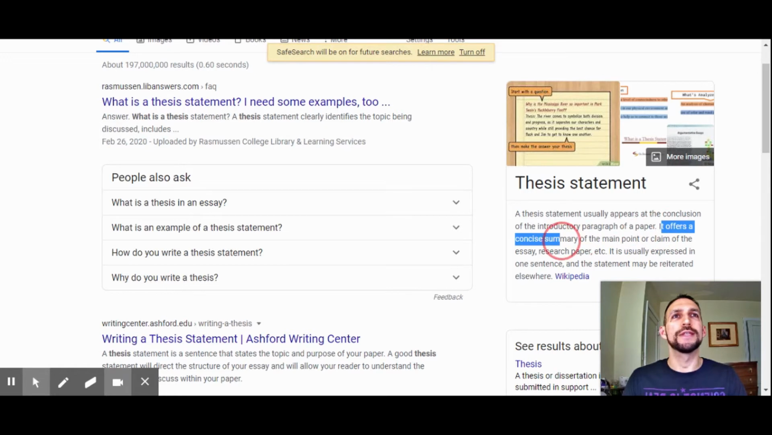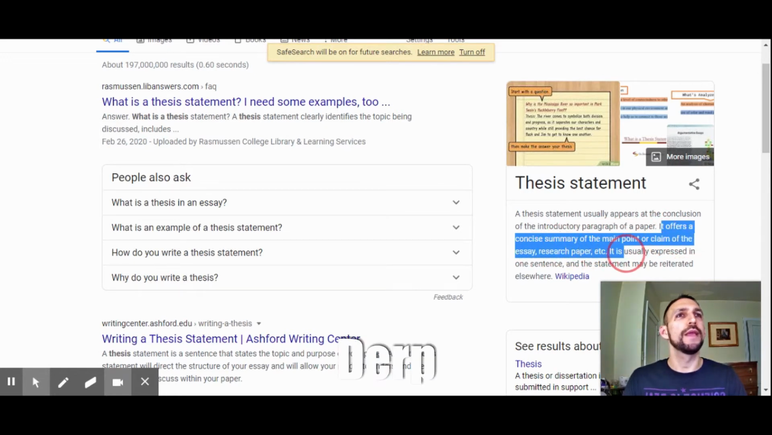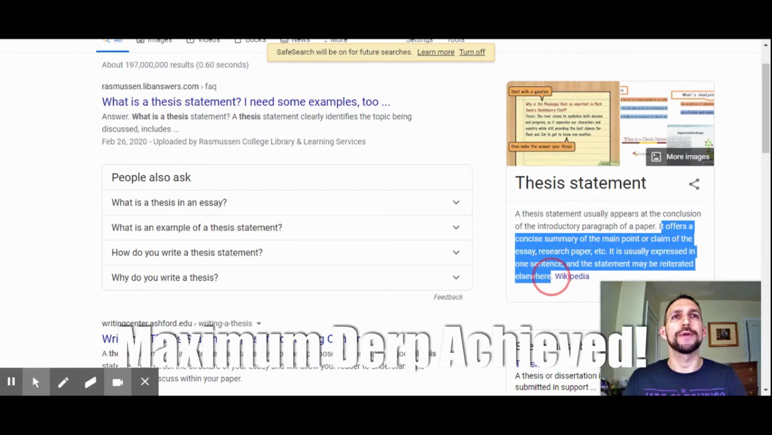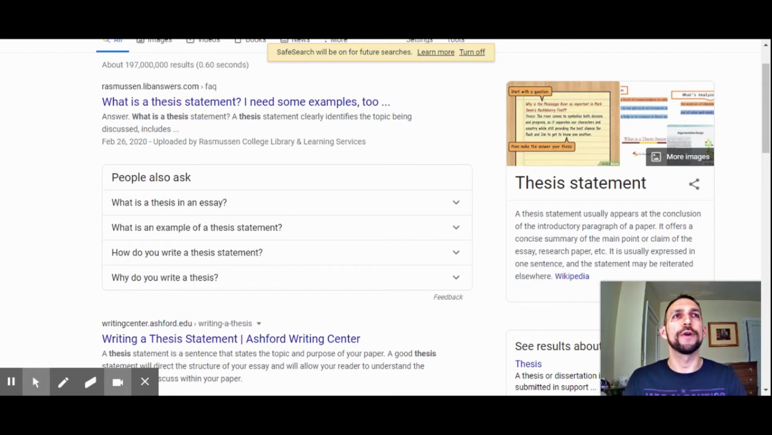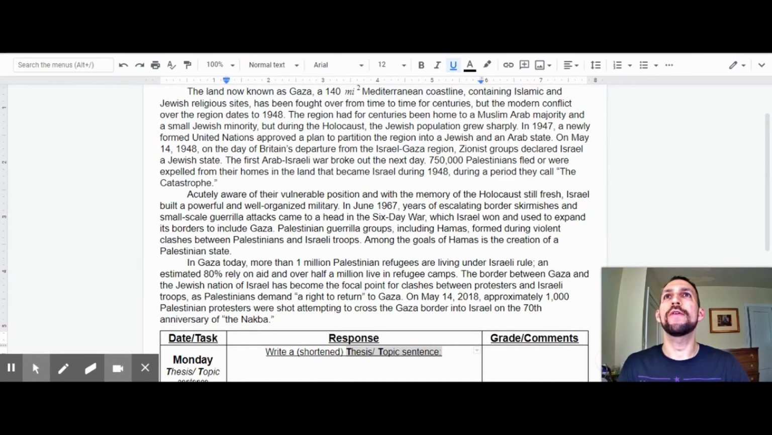This is the important part. It offers a concise summary of the main point or claim of the essay. It is usually expressed in one sentence, and the statement may be reiterated elsewhere. Okay, so we're looking for a concise summary of the main point or claim of the paragraphs. Let's go back to reading. So now that we know that we're looking for a single sentence that gives us the main idea of the reading, we're going to go through and read this.